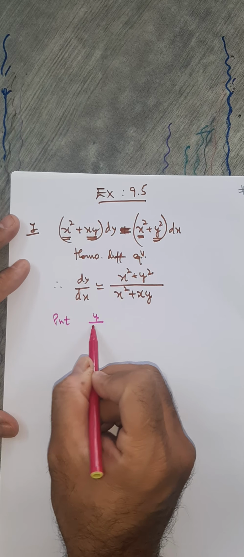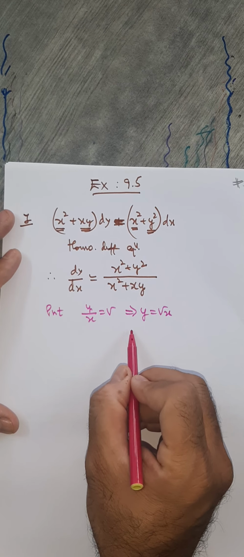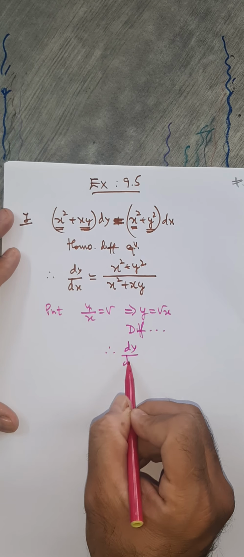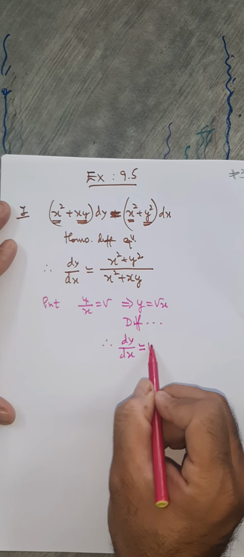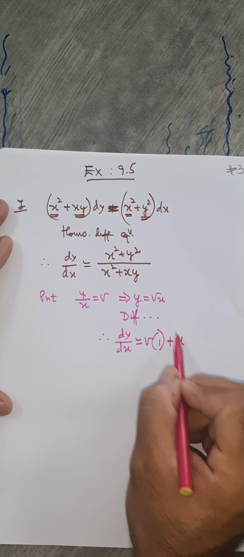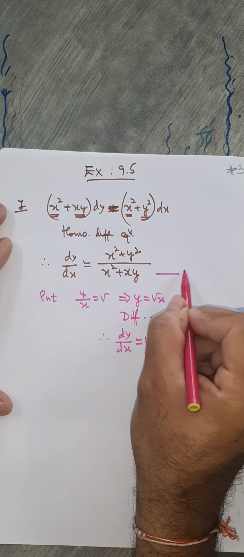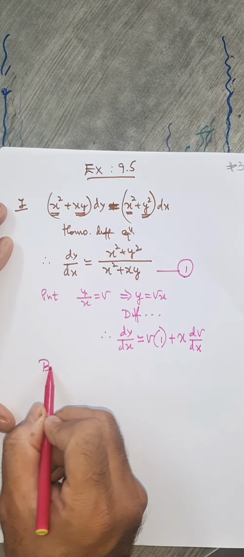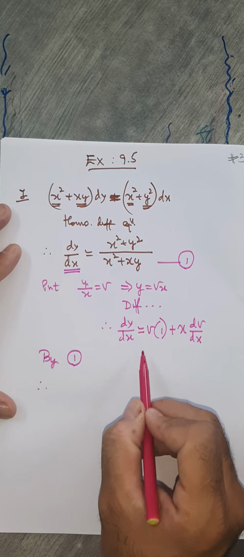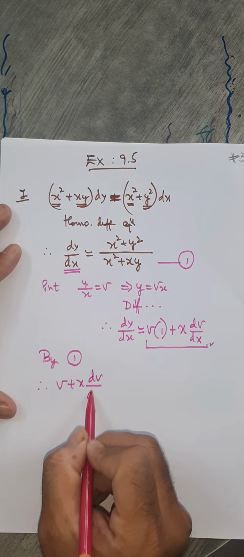Put y by x equals to v substitution. That is y equals to vx. Now differentiate it, differentiating with respect to x. What is the derivative of y with respect to x? dy by dx. v being constant, we keep as it is, differentiation of x is 1. Now x as it is, derivative of v with respect to x, which is dv by dx. We place this value in equation number 1. What is dy by dx? This much. So we are going to replace this, that is v plus x into dv by dx.